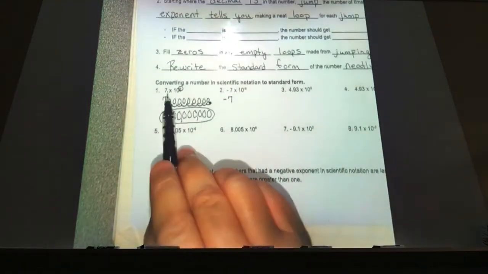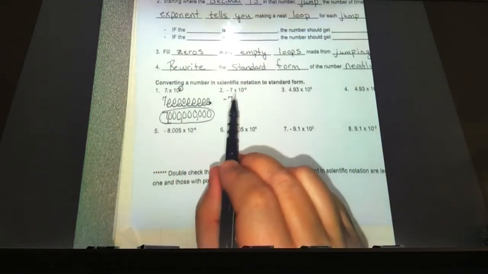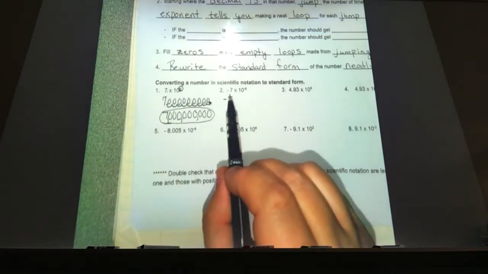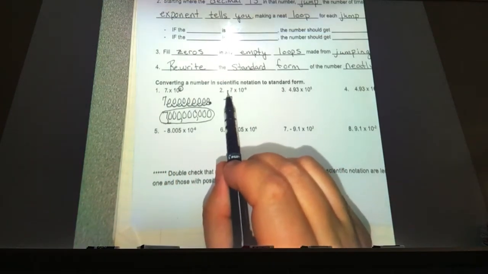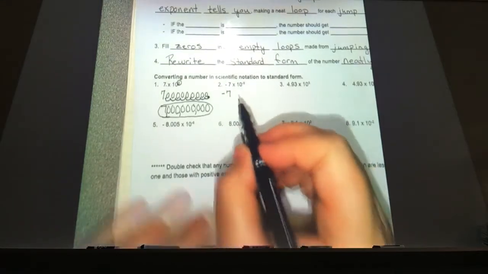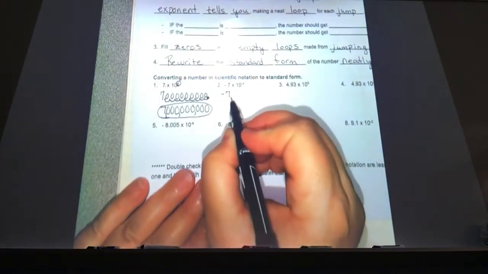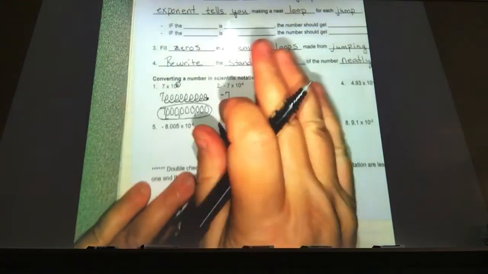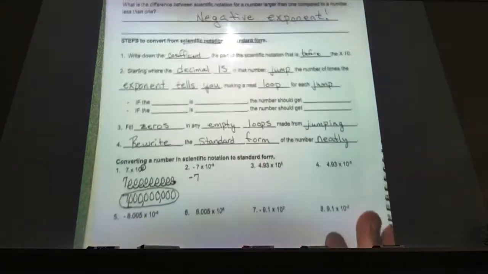Well, look at these two. This was 7 times 10 to the 9th, and this is negative 7, but it doesn't matter if it's negative, I'm going to ignore that for a minute, times 10 to the negative 9th. How do I know which way to jump? If I jump 9 going this way, I'm going to get this exact same number.